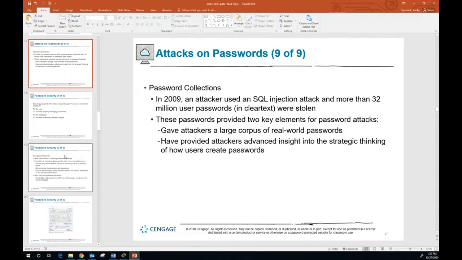You can also get password collections. In 2009, an attacker used a SQL injection attack and got more than 32 million users' passwords that were in clear text, and they were stolen. This gave the attackers two things for password attacks. It gave them a large corpus of real-world passwords. It also provided the attackers advanced insight into the strategic thinking of how users create passwords.